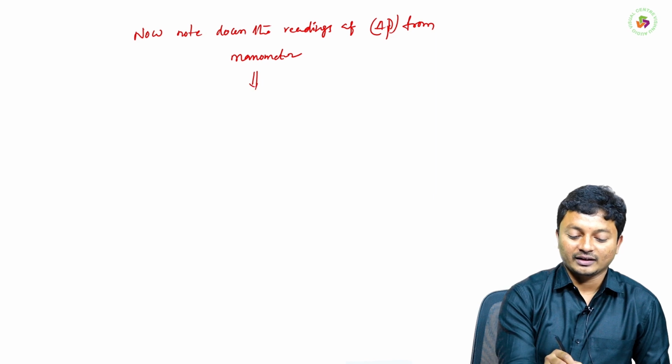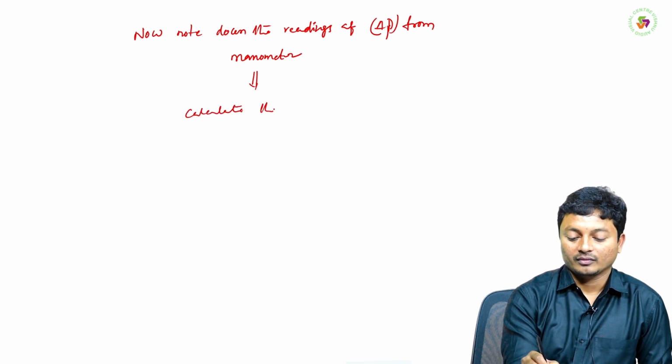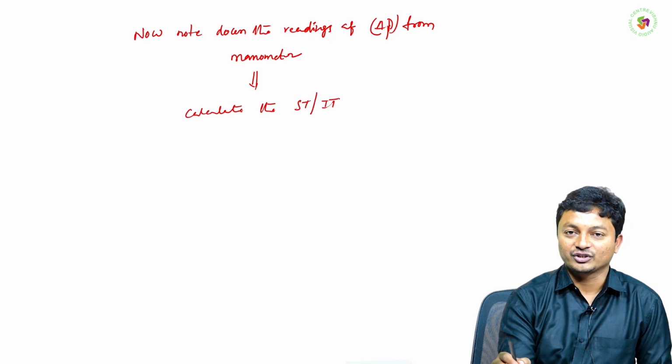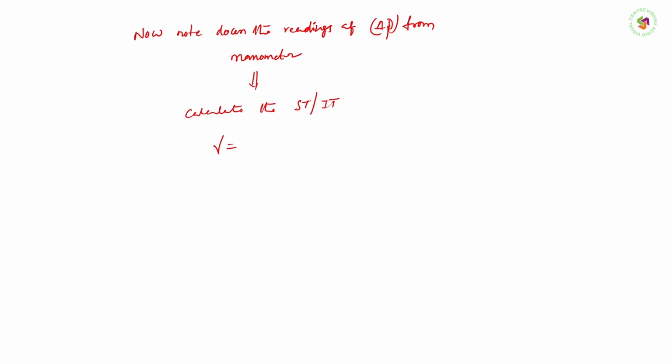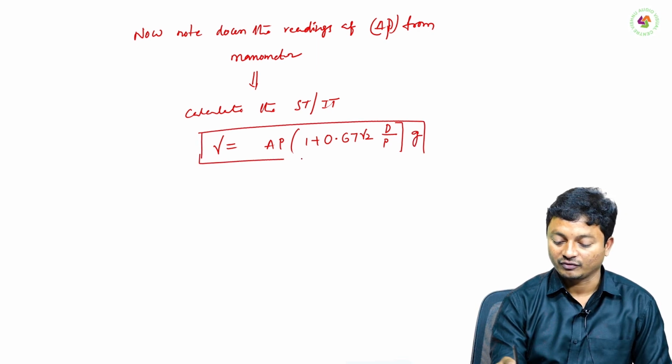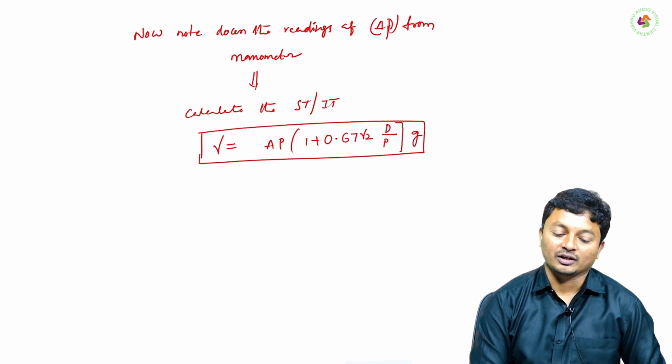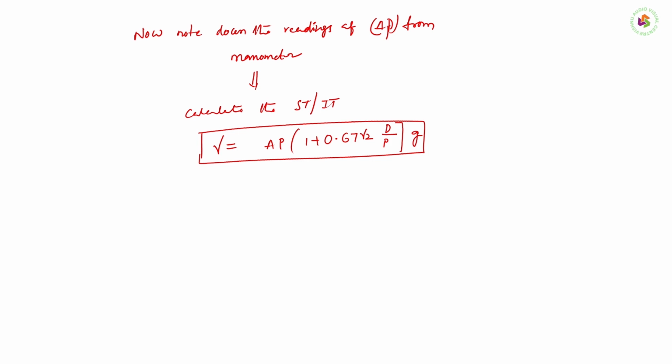After this we can calculate the surface tension or interfacial tension by the following formula, that is, delta P into 1 plus 0.67 R2 delta P upon R2 D into G. By using this equation we can calculate the surface or interfacial tension by using the maximum bubble pressure method.